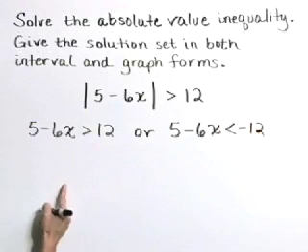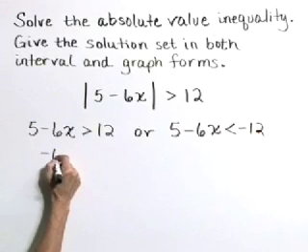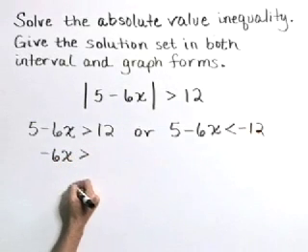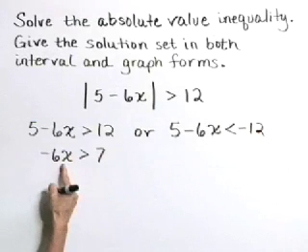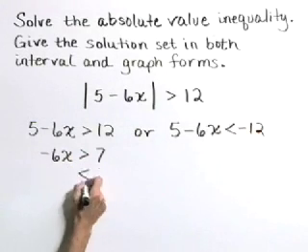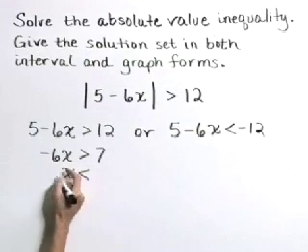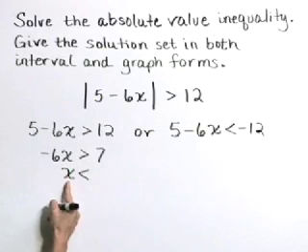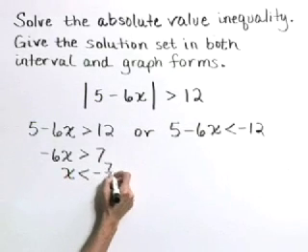And let's solve each. Starting on the left over here, subtract 5 from both sides, giving negative 6x is greater than 12 minus 5 is 7. Now divide both sides by negative 6, which is going to switch the direction of that inequality symbol. Dividing the left by negative 6 gives x. The right by negative 6 gives a negative 7/6.